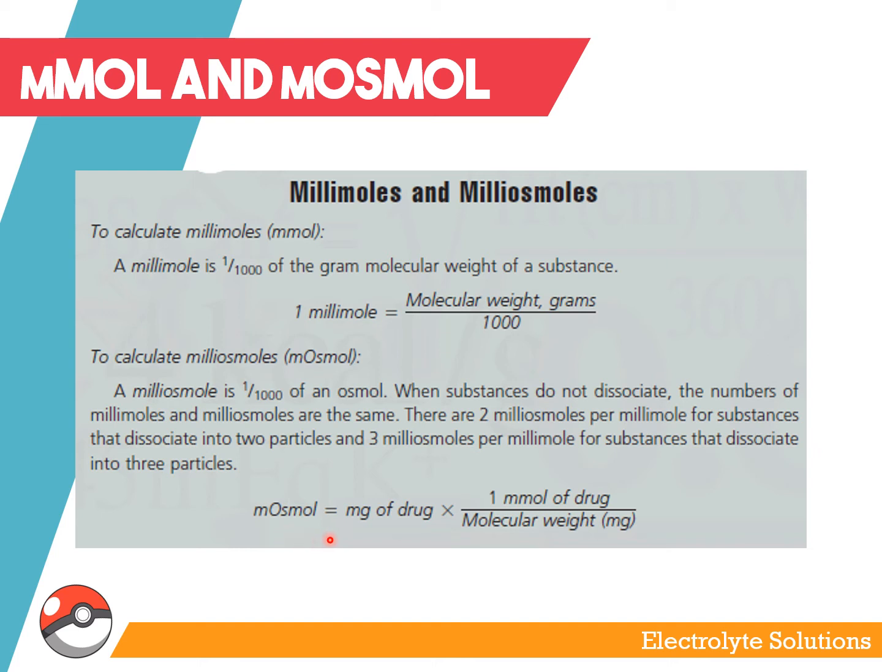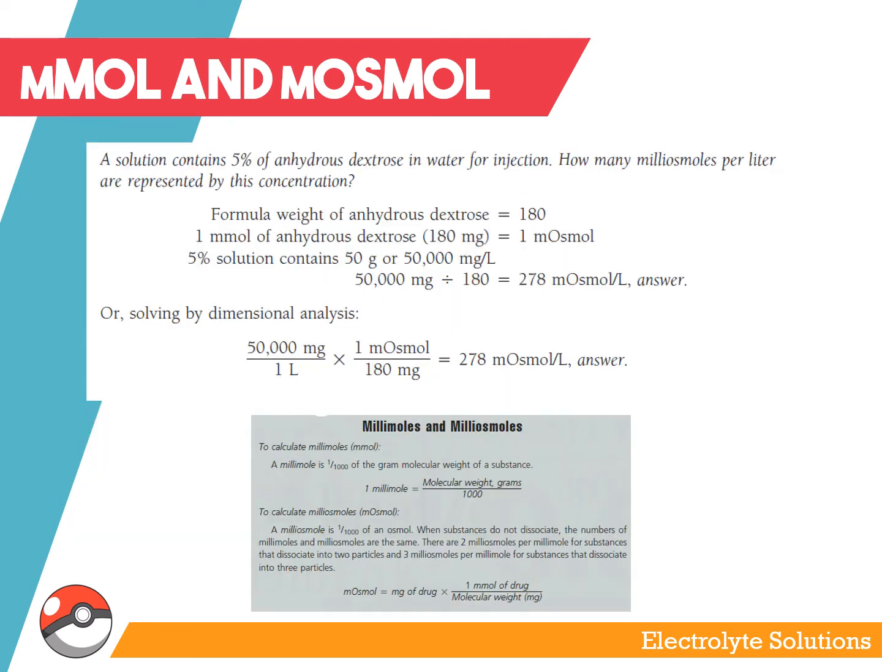So milliosmoles is equal to the milligrams of drug times 1 millimole of the drug over the molecular weight. Here is an example. A solution contains 5% of anhydrous dextrose in water for injection. How many milliosmoles per liter are represented by this concentration? The formula weight of anhydrous dextrose is 180, and 1 millimole of anhydrous dextrose, which is 180 milligrams, is equal to 1 milliosmole because it does not dissociate further.